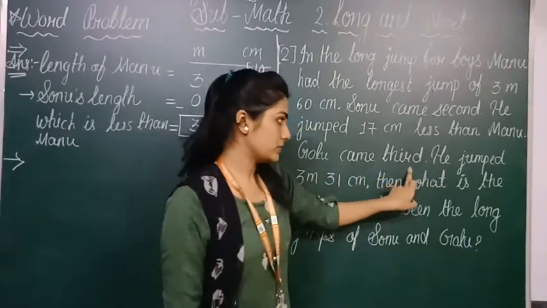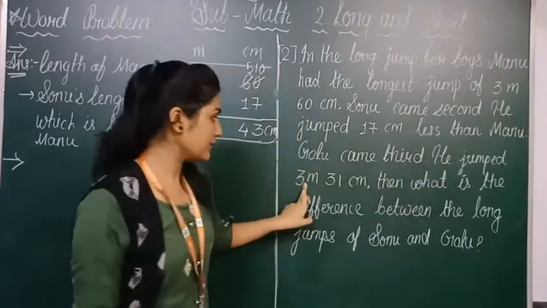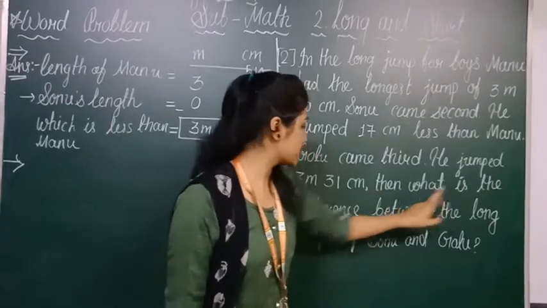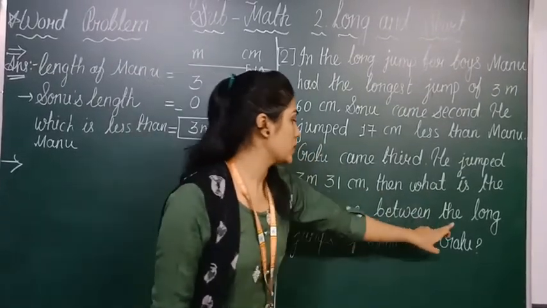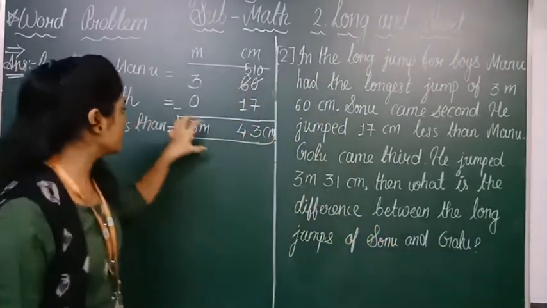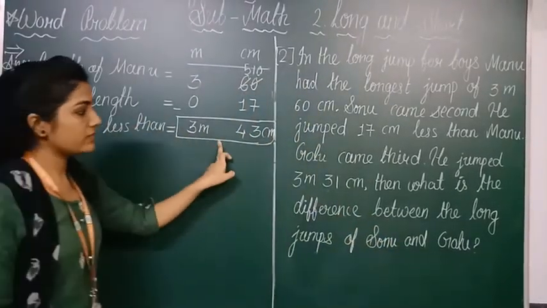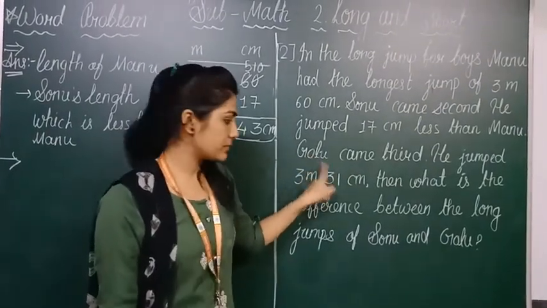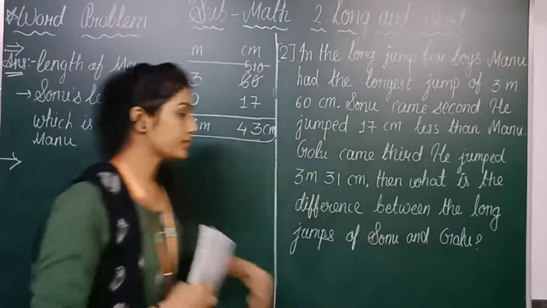Golu came third. He jumped 3 meter and 31 centimeter. Then, what is the difference between the long jumps of Sonu and Golu? That means now we are having the length of Sonu and we are having length of Golu. So we need to find again the difference between Sonu and Golu.